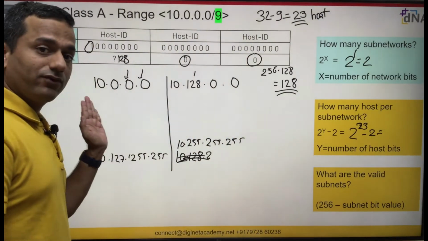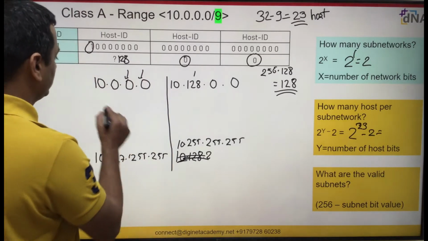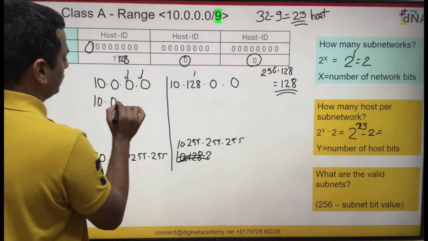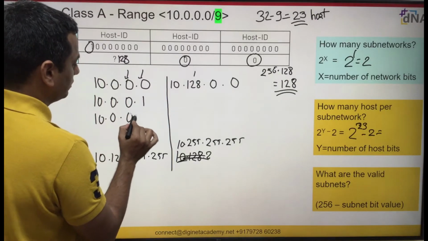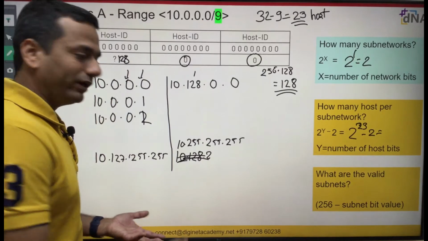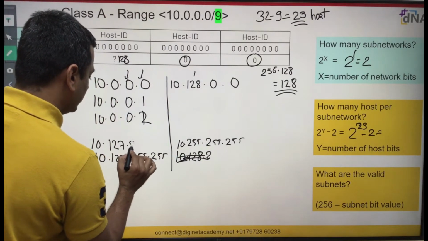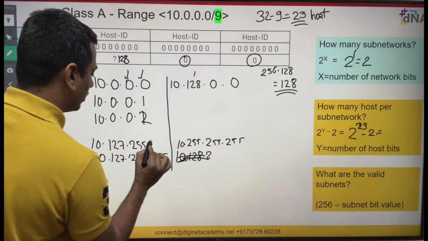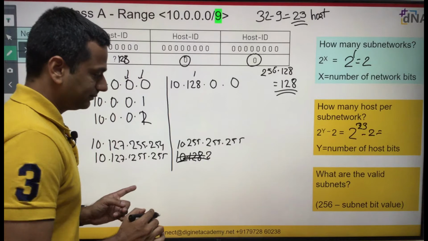So who is my first valid host? Of course 10.0.0.1, second 10.0.0.2, right? Who is my last valid host? Of course 10.127.255.254. This will be my last valid host, right?